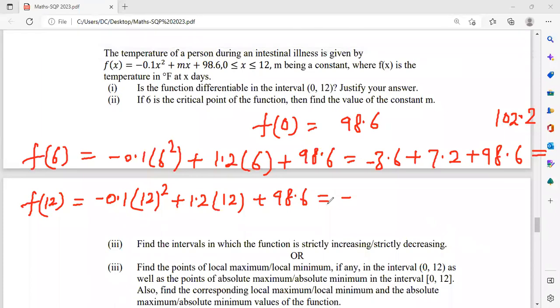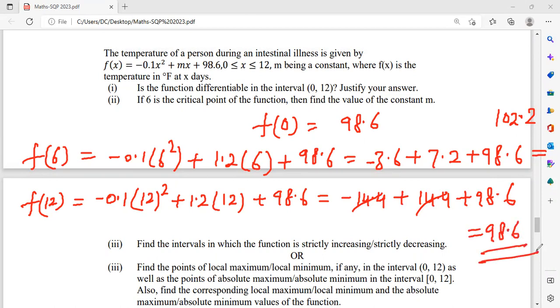So this much is negative, 12 squared is 144, so negative 14.4, and plus this is 14.4, and plus 98.6. So they should cancel and we should get 98.6. So we can see that the temperature is the same normal body temperature, 98.6, for f of 12, meaning on the 12th day of infection. And on the first day it was also 98.6. But on the 6th day, the temperature is 102.2.